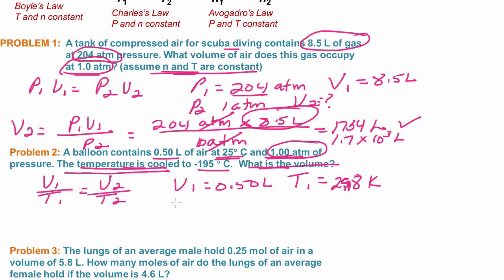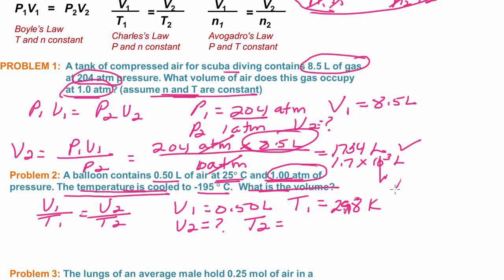And let's go to V2, which is what we're looking for, and T2 is negative 195 degrees Celsius. Now we have to convert that to Kelvin. So the Kelvin temperature would be negative 195 degrees Celsius plus 273, that would be 195 plus 273. That would be 78 Kelvin.